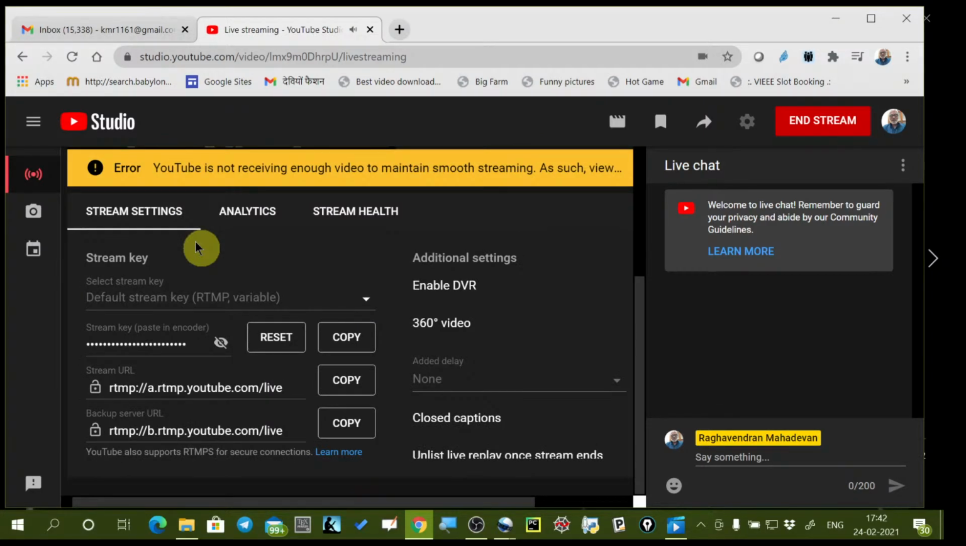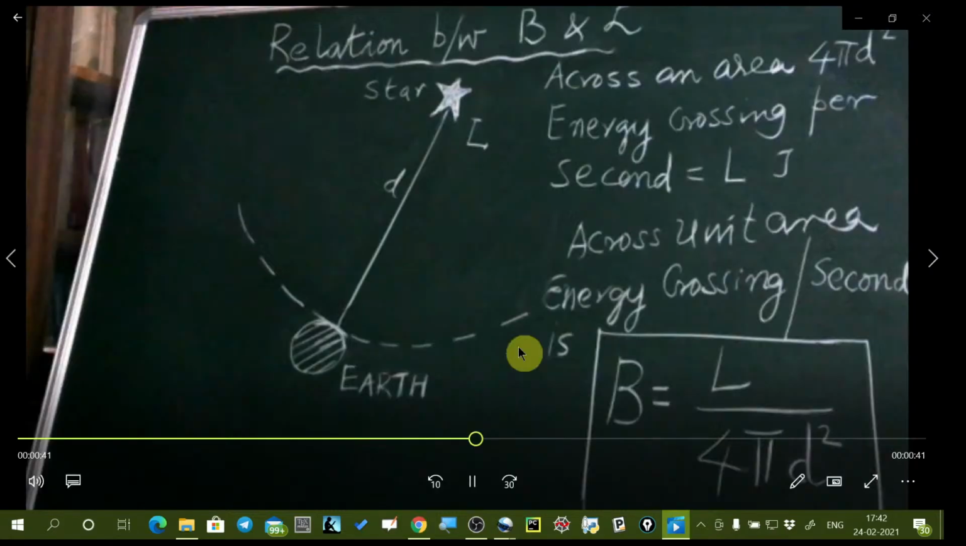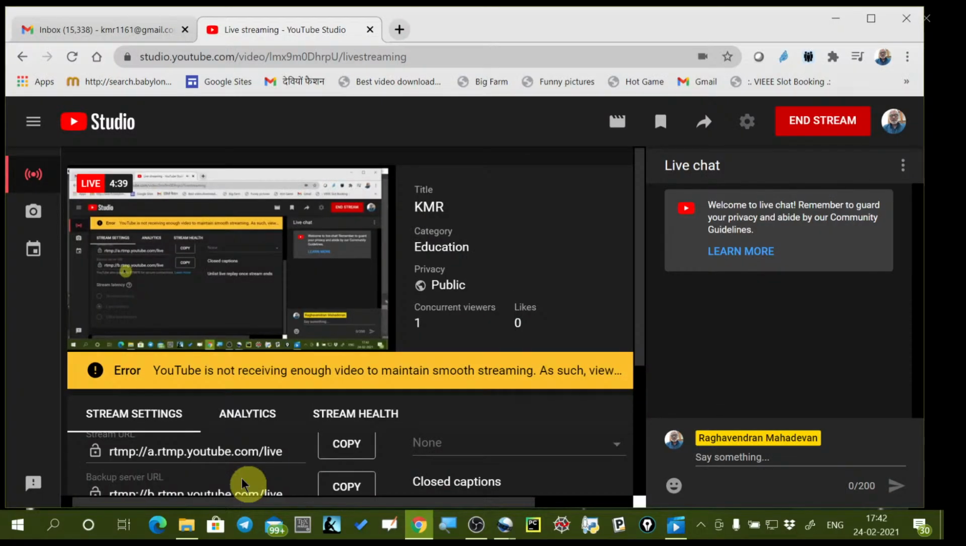Now, if there is no absorption of energy by the intervening medium between the star and the earth, and no other form of loss of energy, then the total energy crossing the surface area of the sphere per second is L joules. Thus, across a surface area of 4 pi d squared, the energy crossing per second is L joule. Thus, across unit area, the energy crossing per second would be L divided by 4 pi d squared.